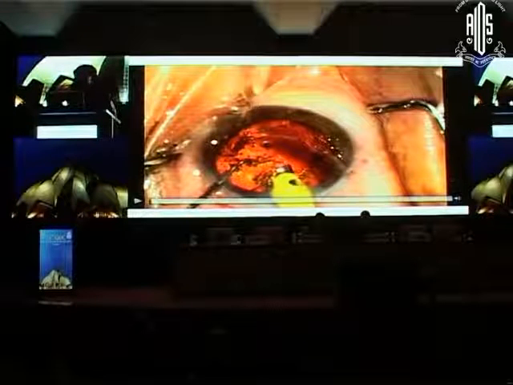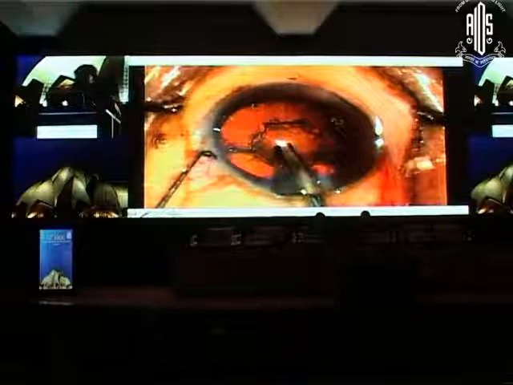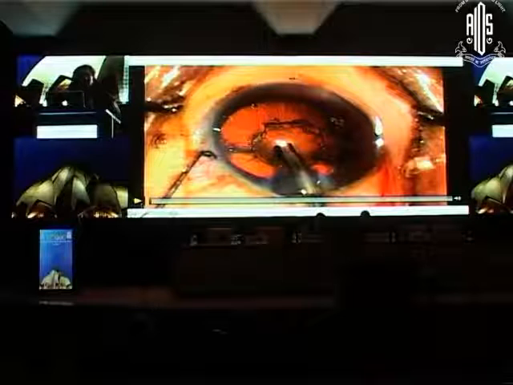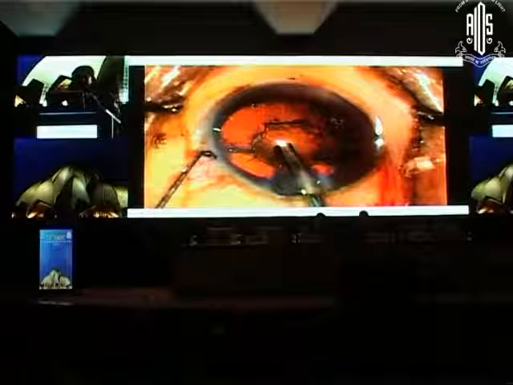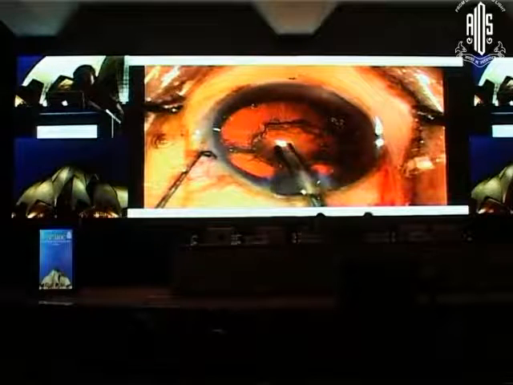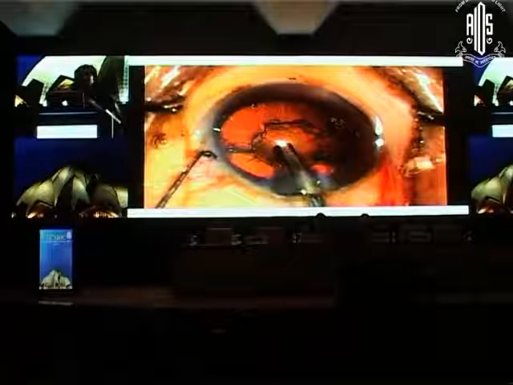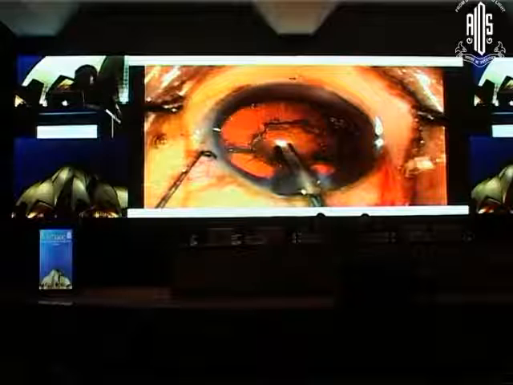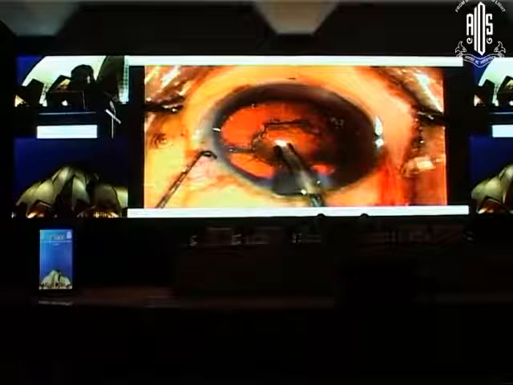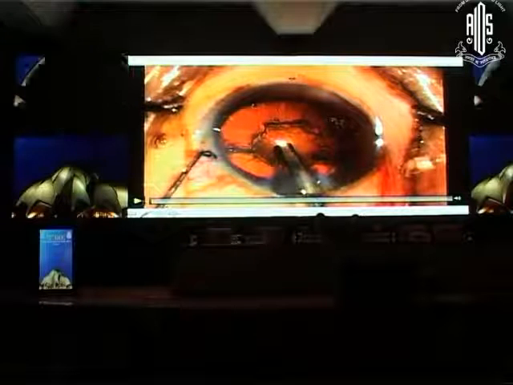Learning the Nagahara's chop takes a little bit of effort, because in case you do not know the chop and you try to use less power or aspiration to keep the nucleus sucked to the phaco tip, and if you try to separate it, you might cause a zonular dialysis. The optimum use of power and aspiration is very important for these techniques.